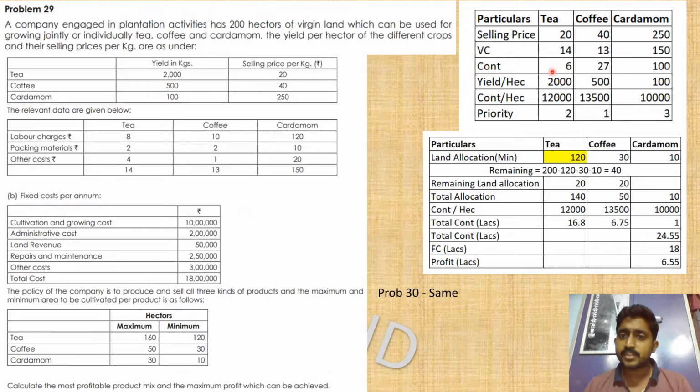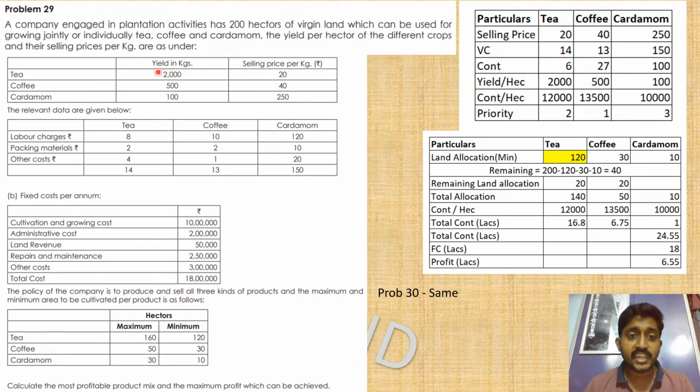For that, I'm just putting the selling price per kg of all the three crops, that is given in the question: 20, 40 and 250. I have taken it here. Similarly, variable cost 14, 13 and 150. I have taken it here. Selling price minus variable cost will give you the contribution per kg.